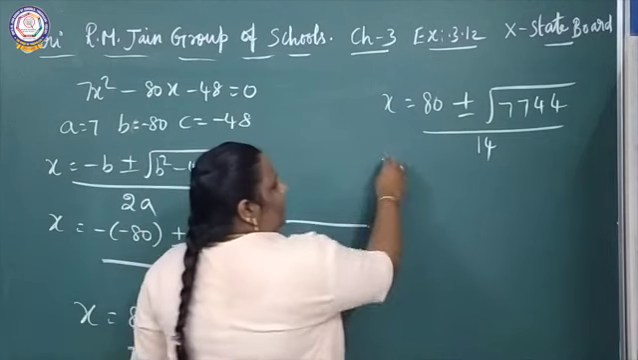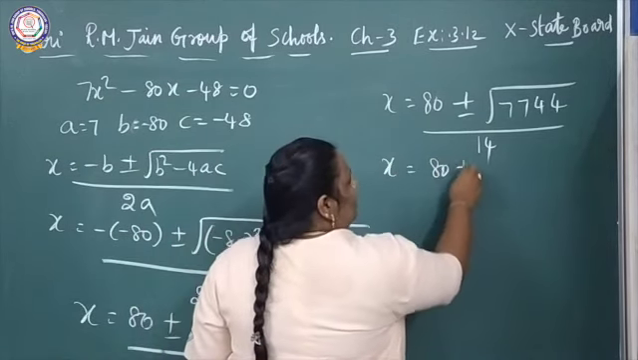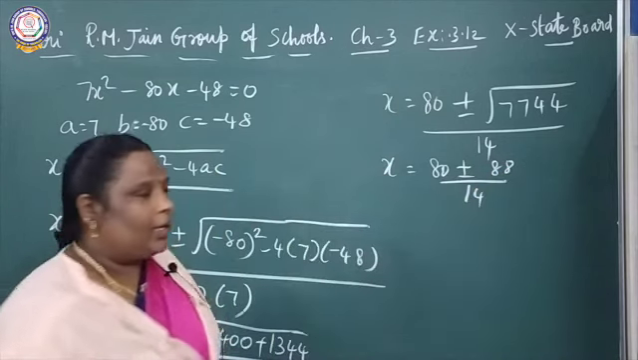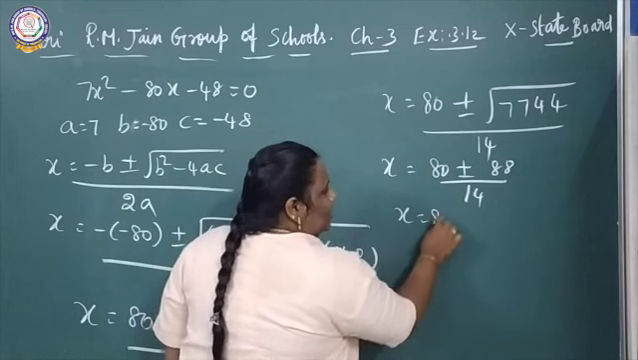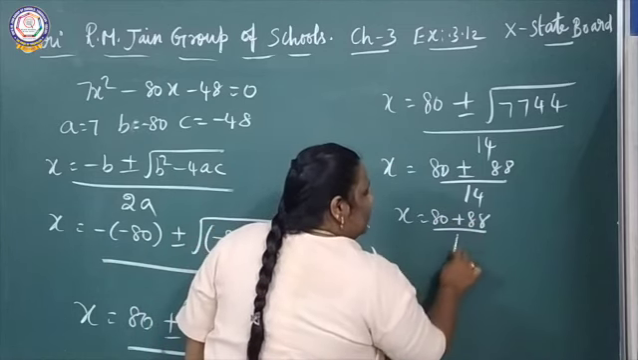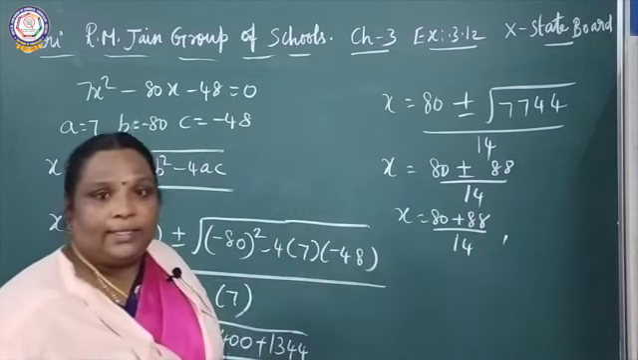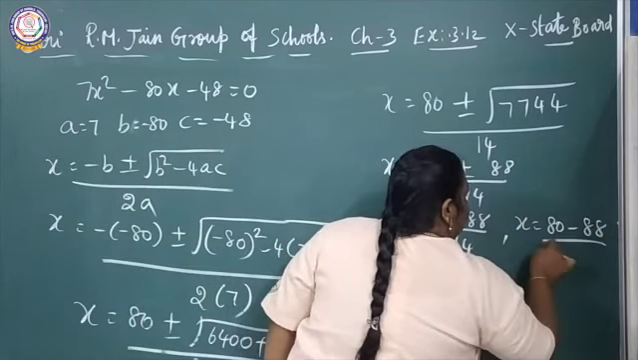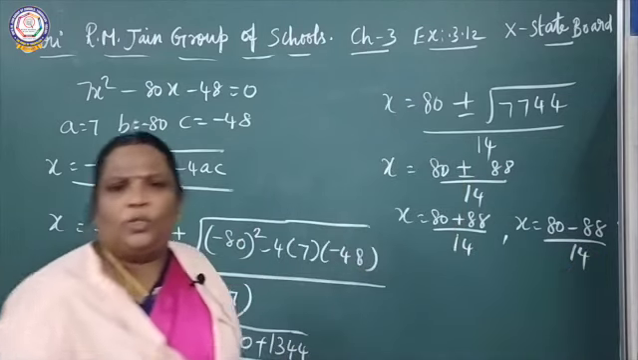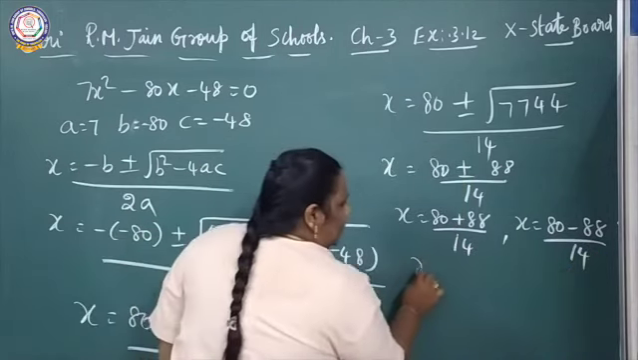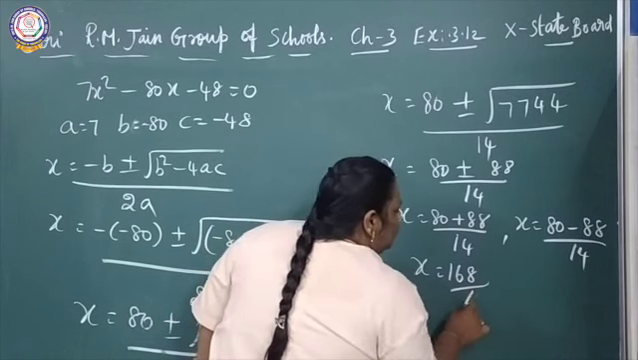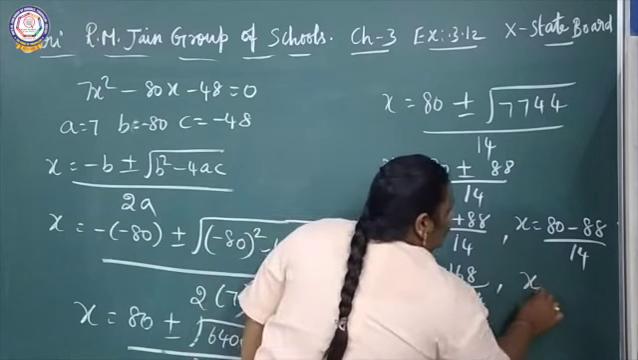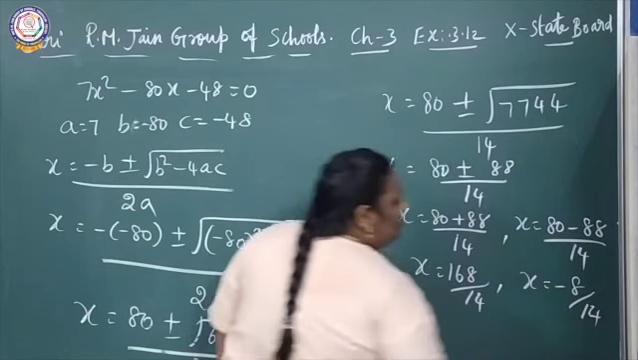x = (80 ± 88)/14. So x = (80 + 88)/14, x = (80 − 88)/14. So what is the answer? x = 168/14, x = −8/14.